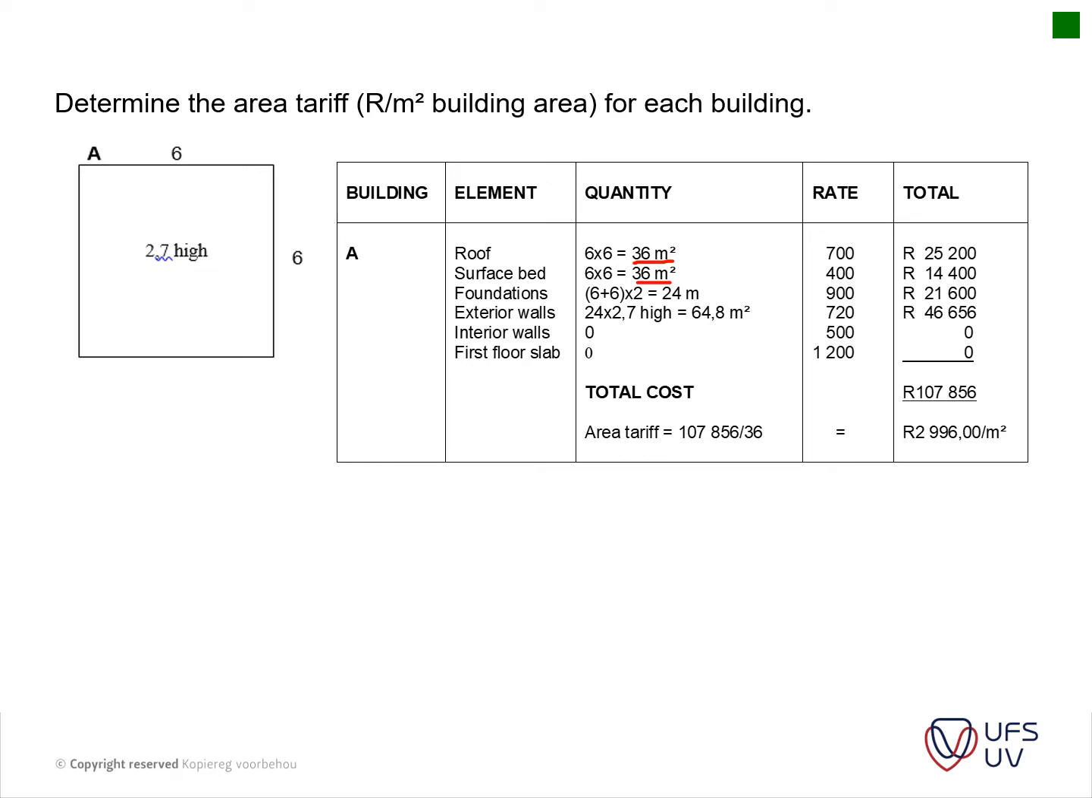Then your foundations you measure in length. Just remember in your previous slide, make sure that these units actually correspond with the rates that are given. Then you've got an exterior wall of your length, which is 24 meters times 2.7 meters high. So you've got a total elevated square meter of 64.8, and then you just use your rates and multiply them out to get your total cost, and your area tariff is thus 107,856 Rand divided by 36 to get an area tariff of 2,906 Rand per square meter. Okay, so very straightforward stuff thus far.